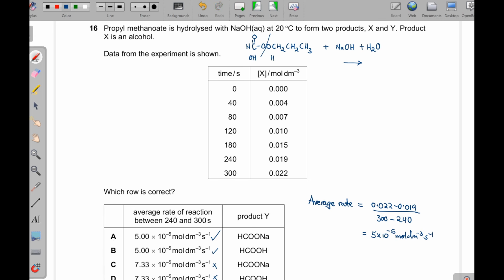Okay, now when we put them there, you will have this methanoic acid first of all, plus you'll get this alcohol here, CH3CH2CH2OH. But now this is an alkali. So this alkali here is going to react with this acid here. So instead of you getting the acid here, you will get a salt. Okay, you will get a salt.